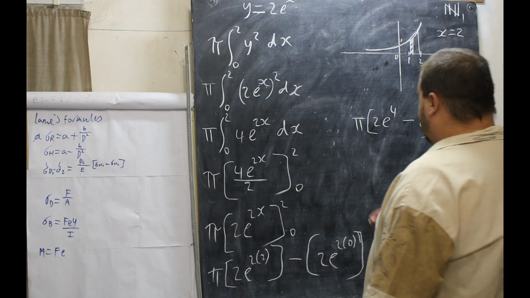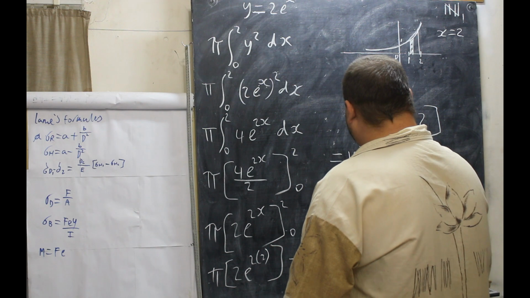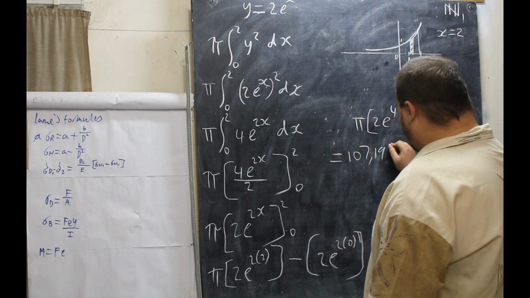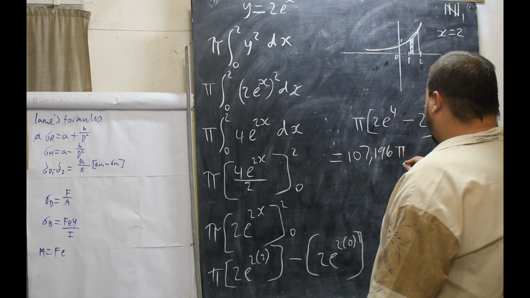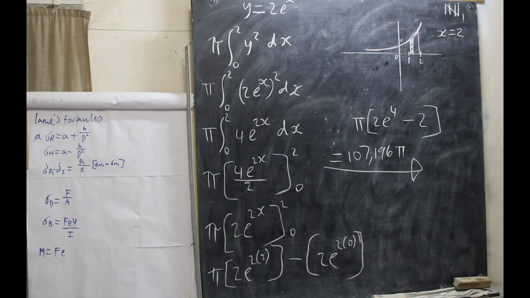So now this will be equal to 107.196 pi. And that is the volume. So now we're going to keep this in mind.